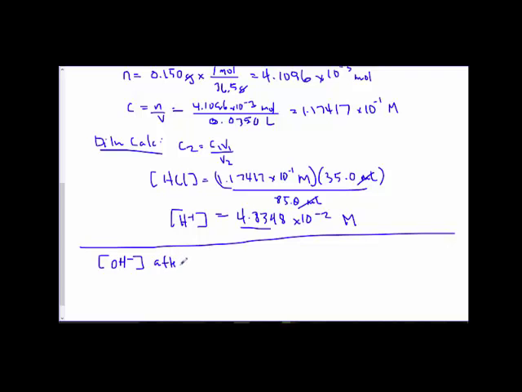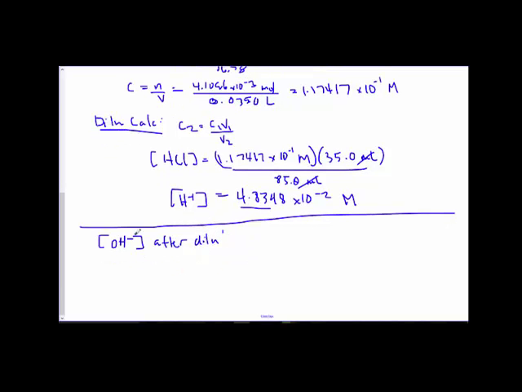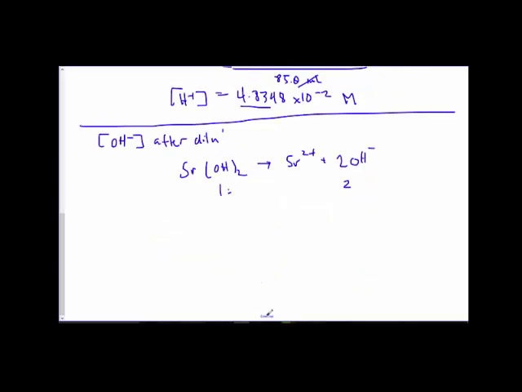Next we need to find the concentration of hydroxide after dilution, and we do the same process. It's a little easier this time because we don't have to deal with grams of the base. We have the concentration of the base. So again, we start by writing out our ionization reaction of the base. It's strontium hydroxide, and it's going to ionize to give us strontium 2 plus cation plus 2 hydroxide anions. And again, we have that 1-to-2 ratio, which is going to be important to us at the end of this calculation. So to find the concentration of the strontium hydroxide after dilution, we need to do a dilution calculation.